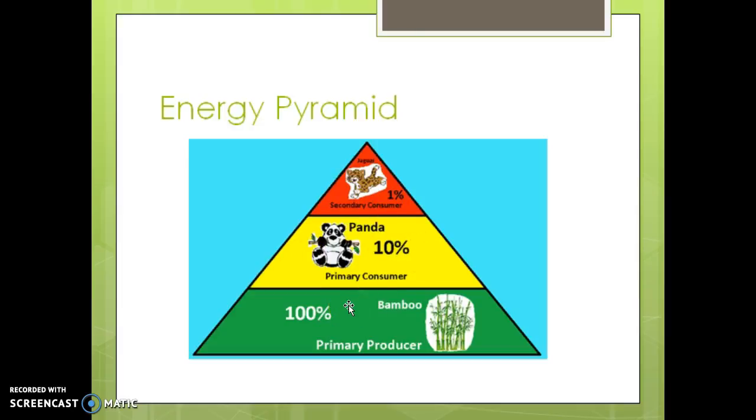So we see a trend going on here. We are losing a lot of energy as we move up the energy pyramid. The jaguar needs to eat a little bit more to get energy. So, that concludes chapter 13.6. This is one that I do want to review with you as we come together as a class again.